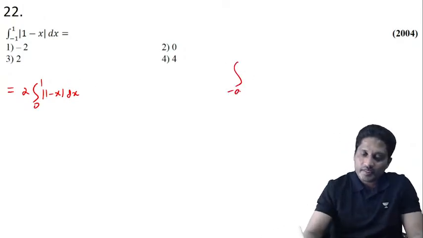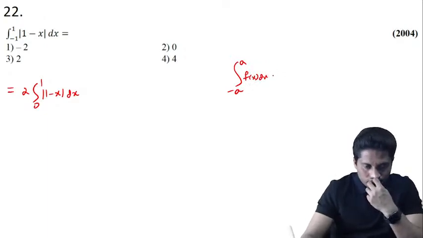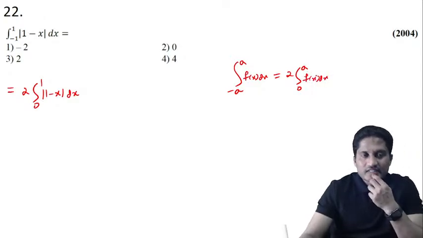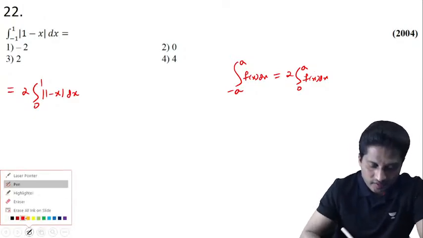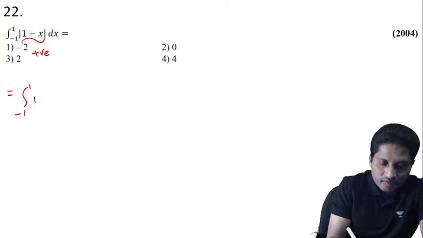I'll use this property, minus a to plus a f of x dx is equal to 2 times 0 to a f of x dx. But if I change x to minus x, will I get the same thing? No. Alright, let's do like this. Between minus 1 and plus 1, this will be positive. So I can write this as minus 1 to plus 1, 1 minus x dx.